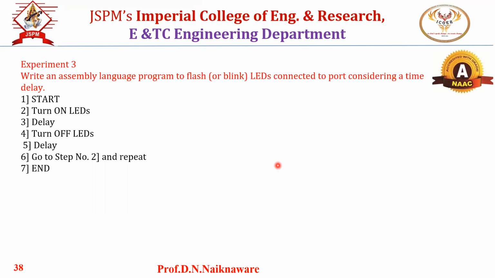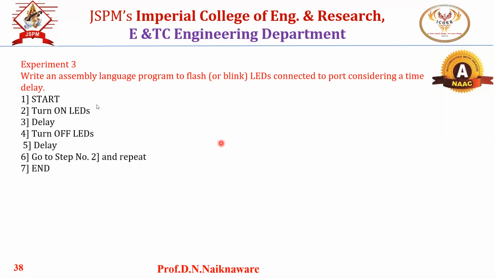Write an assembly language program to flash, that is to blink, LEDs connected to a port considering a time delay. I have explained that we can connect the LEDs; a single LED I have shown you. Here we have to connect all the LEDs to a port, any port, port 0 or port 1, and we have to glow all the LEDs at the same time and turn off all the LEDs at the same time, so that the series of LEDs will be on and then the series will be off.